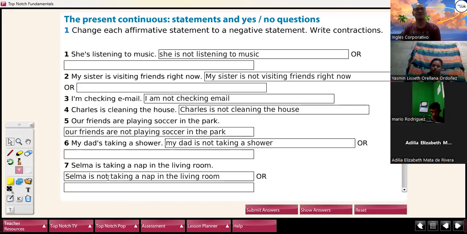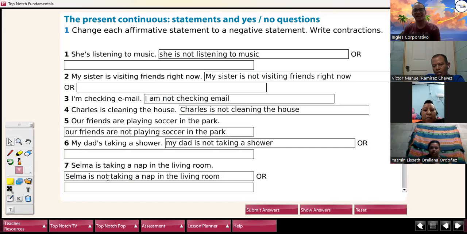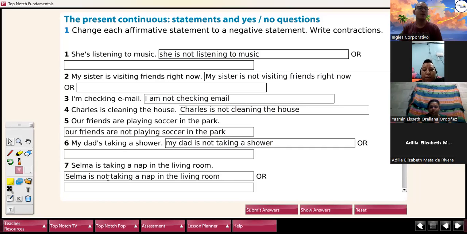My dad is taking a shower. My dad is not taking a shower. Selma is taking a nap in the living room. Now in the negative, Selma is not taking a nap in the living room. That's correct. Now this is about present progressive. And let me share with you the next one.